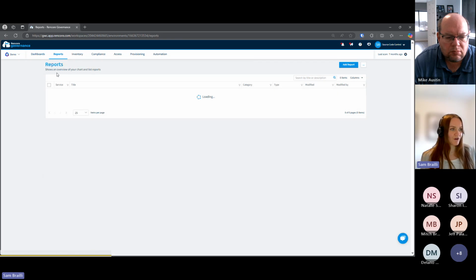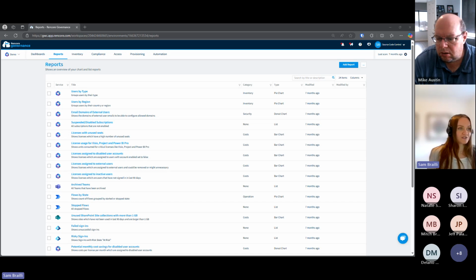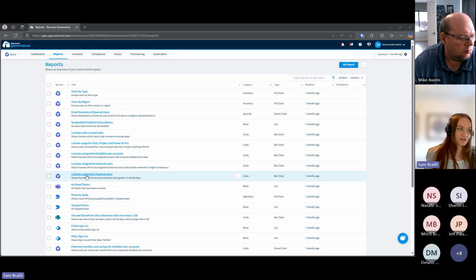So first up, we've got reports. Now, this is where you can create queries. We can query the data, and then it will give you outputs based on that query. So for example, let's say we want to have a look at licenses assigned to inactive users. This is going to be a key activity that you want to do for cost management.